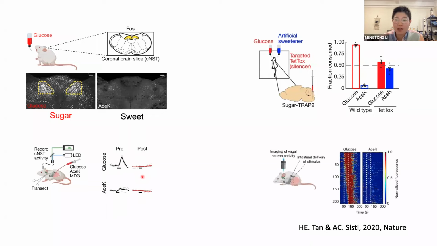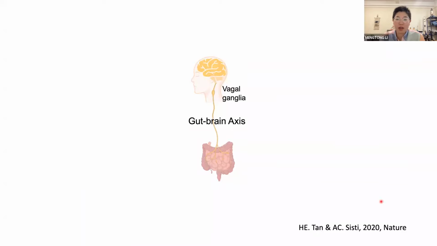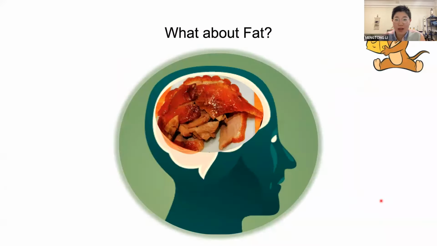To further validate the role of the vagal nerve, they performed vagal ganglia imaging and showed that a subset of the vagal neurons are selectively activated by intestinal delivery of sugar, but not artificial sweetener. So taken together, they discovered this sugar-specific rather than sweet taste-specific gut-brain axis to create a preference for sugar and motivate consumption. Then what about fat?